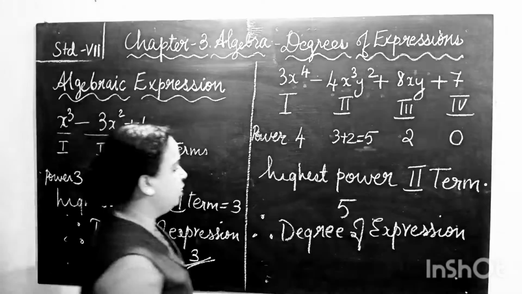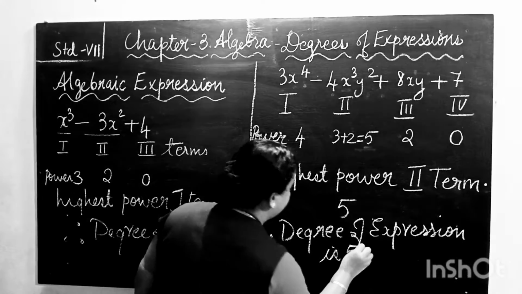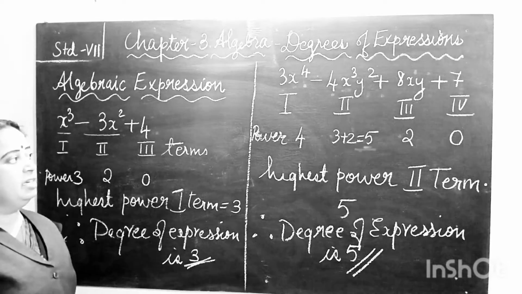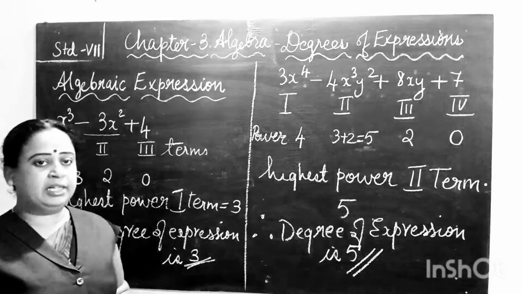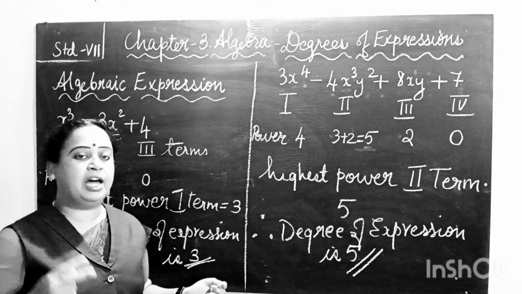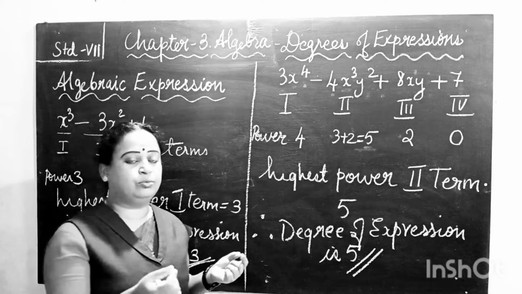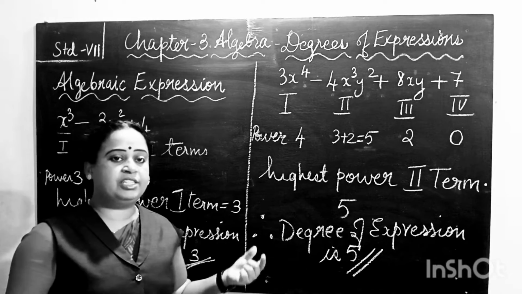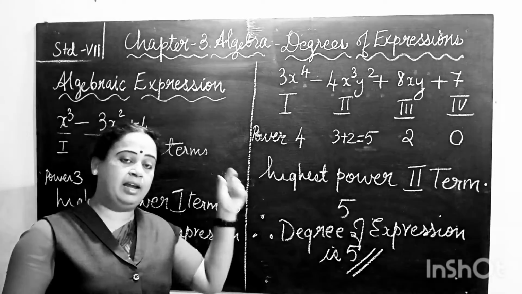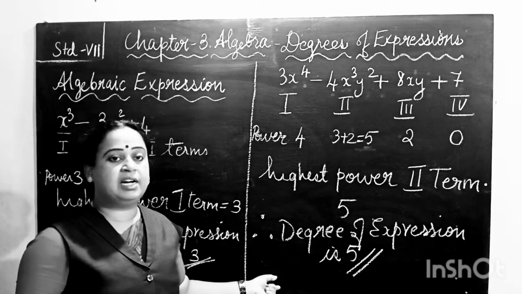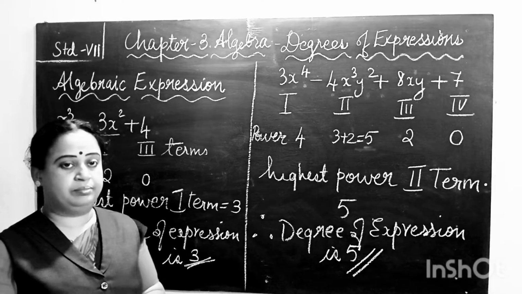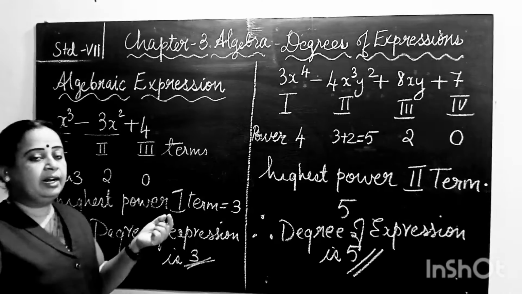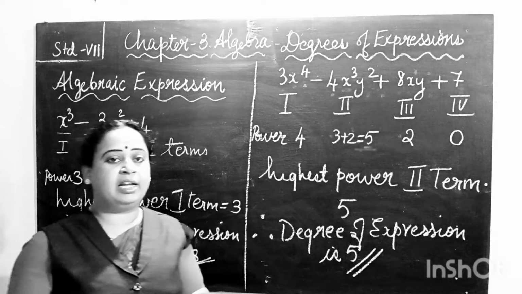So the degree of this expression is very simple. You just look into the terms, and in the terms you just look into the powers. If there are 2 or 3 variables, all the powers of those variables you just add up and check each term. In each term, the highest power will be considered as the degree of the expression.